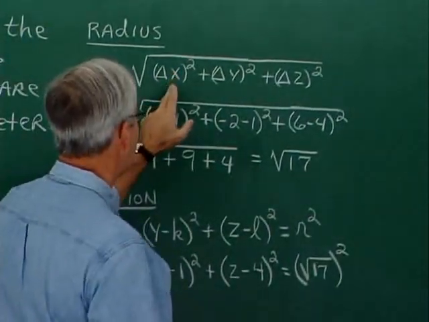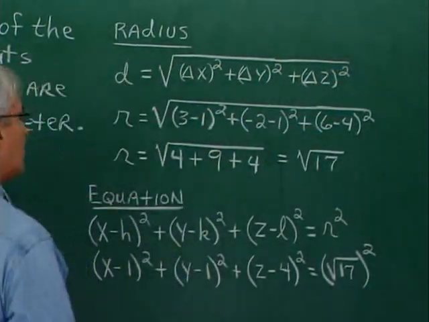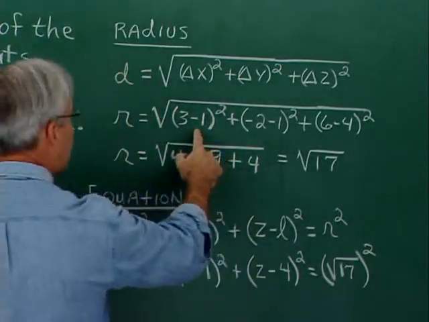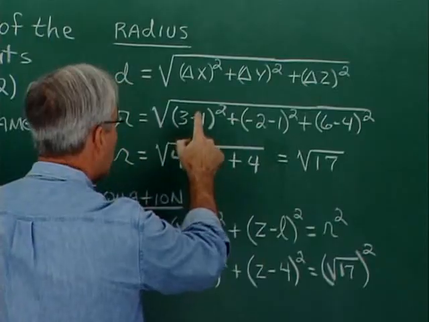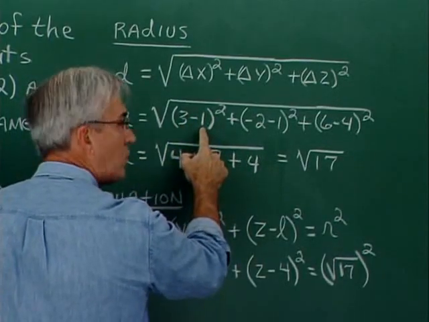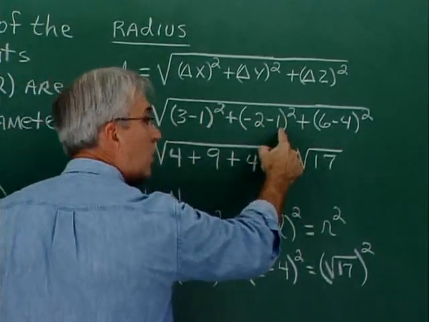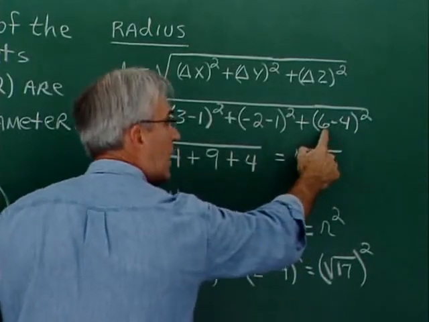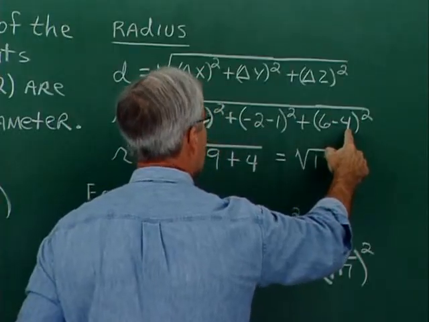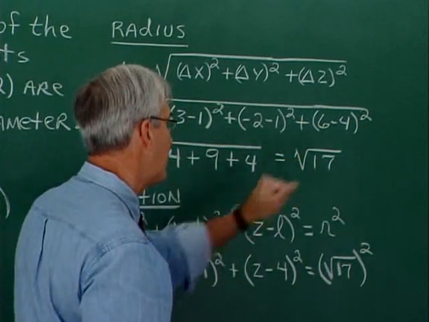Notice delta x squared plus delta y squared plus delta z squared, all under the radical. So now, difference in x components. Well, I'm using the first given point over here. The first coordinate was 3, and the x-coordinate for the center was 1. So 3 minus 1. And then from over there, negative 2, and then minus the 1. And then the 6 was the y-coordinate of that given point, and then minus the 4, the y-coordinate for the center. And then performing the calculations, we find the r value, the radius, to be the square root of 17.